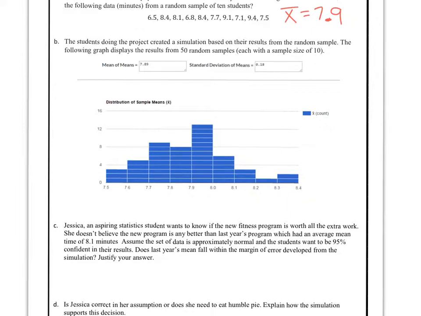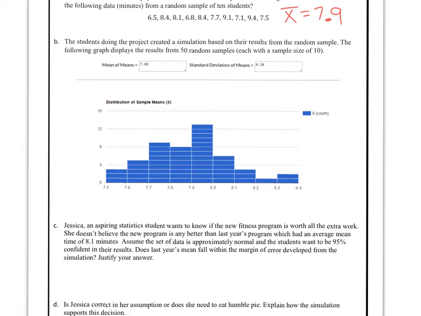All right, so Jessica, an aspiring statistics student, wants to know if the new physical fitness program is worth all the extra work. She doesn't believe the new program is any better than last year's program, which had an average mean time of 8.1 minutes. Assume the set of data is approximately normal, and the students want to be 95% confident in their results. So we're assuming that it's approximately normal. That's a key word there.